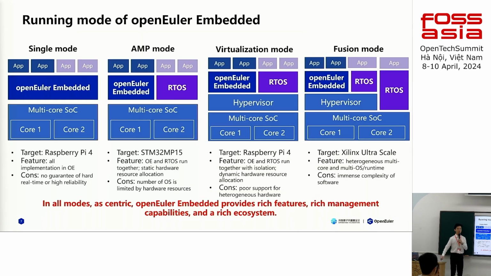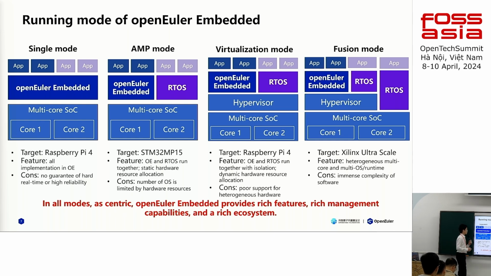Okay, so after knowing the key features, now you may be wondering what it looks like when openEuler Embedded is running. Actually, we have 4 running modes. The first one is the very typical mode, that is, we only run one Linux on the embedded system. So we get the advantage of the Linux ecosystem, but the cons are very obvious. There's no guarantee of hardware real-time or high reliability, which are the advantages of RTOS.